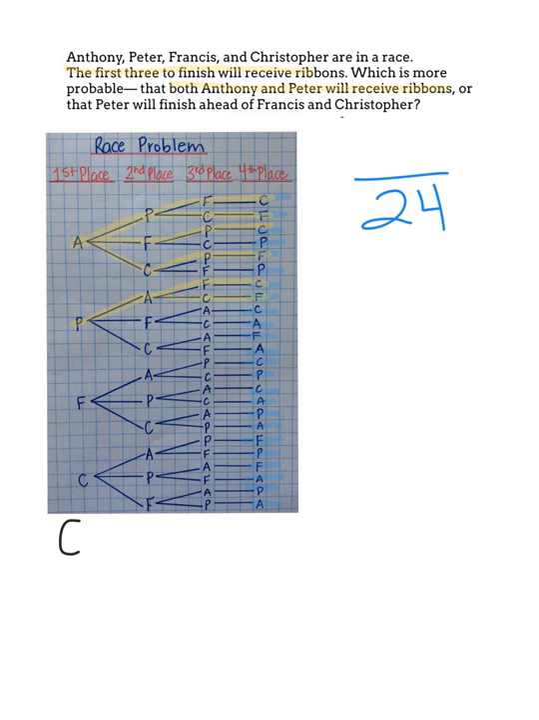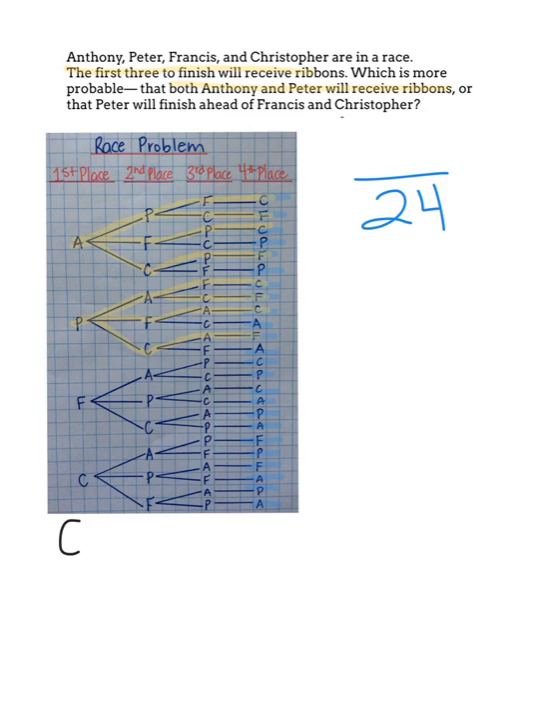The next combination, we've got Peter first and Anthony third. So this one works, but the next one doesn't because Anthony's in fourth. Okay, so Peter first, Christopher second, Anthony in third, that works, but then in the next one, Anthony's in fourth, so that one doesn't work. So again, we're still looking for Anthony and Peter to be both in first, second, or third.